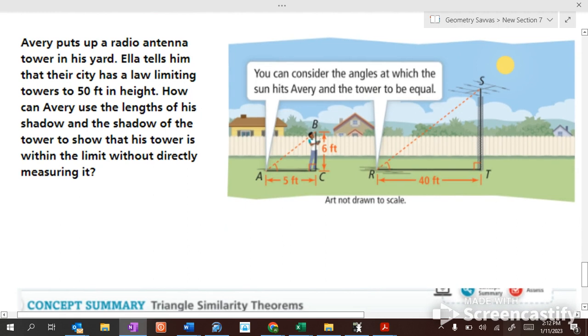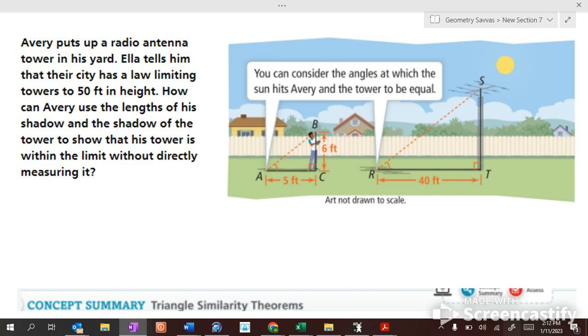This type of problem always comes up when we hit this chapter. I don't care what textbook it's been, it's just a constant. The sun is shining and it makes a shadow. So, if Avery is 6 feet tall and he leaves a 5-foot shadow, how tall is this tower if it leaves a 40-foot shadow?